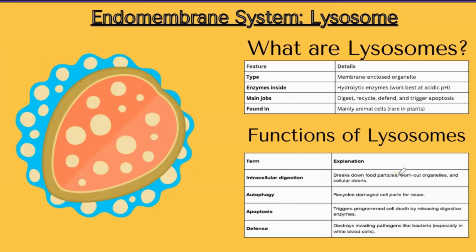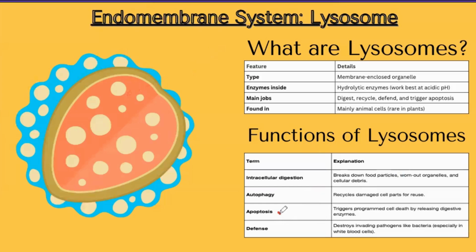Also, it participates in a process called autophagy, which means that you recycle damaged cell parts. So say, for example, there is a Golgi apparatus that's broken, it will come inside the cell, and autophagy will allow us to break it down so it creates other organelles that are useful as well.